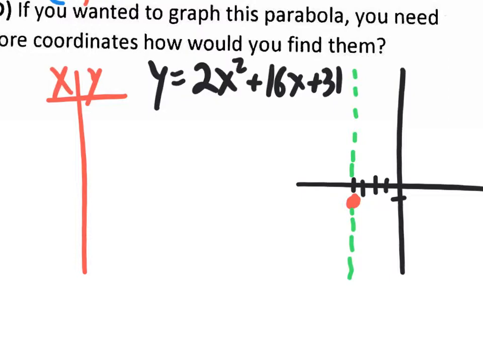7 would be a horrible number. Okay? And I'll tell you why. Check this out. If I go 7 squared, that's 49. 2 times 49 is 98, right? And then plus 16 times 7, that's a huge number. Plus 31, even bigger.